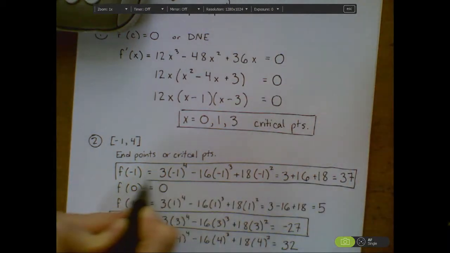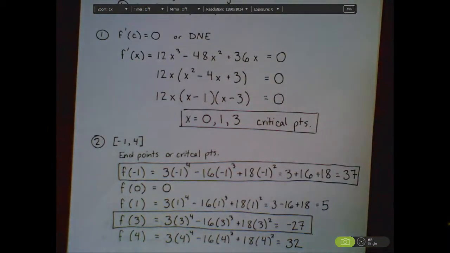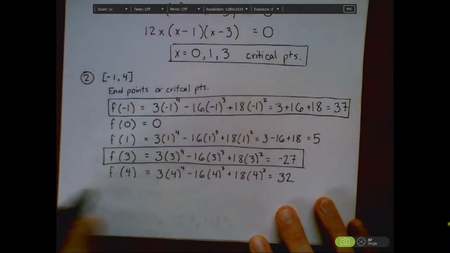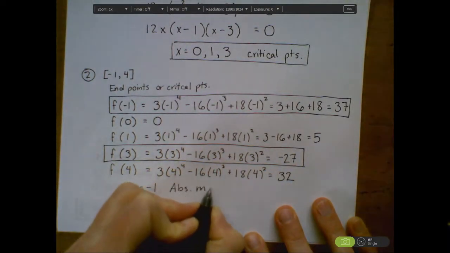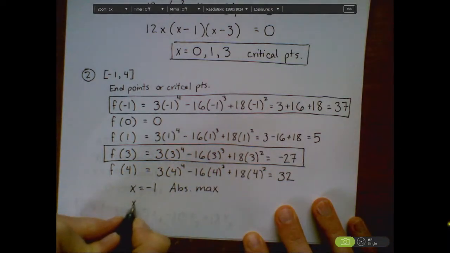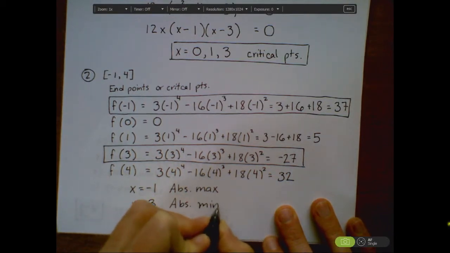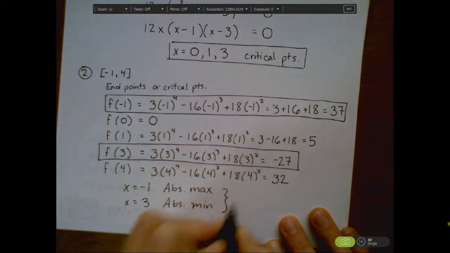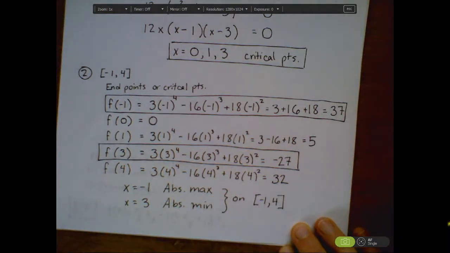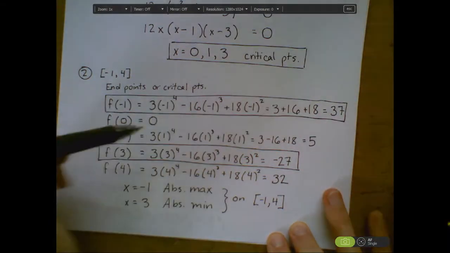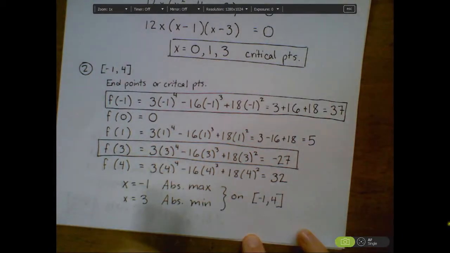So we just found from this numerical analysis that on this closed interval, x equals negative 1 is the absolute max because it had the highest value, and x equals 3 is the absolute min because it has the lowest value, and both of these are on the interval from negative 1 to 4. From this also, we can get a feel of what's going on in the graph as well, but we're not going to dwell on this too much.